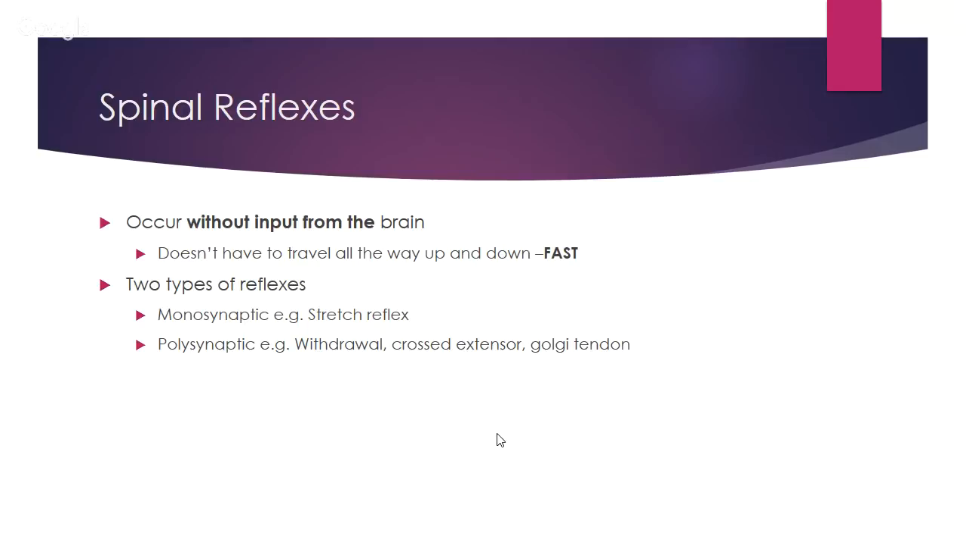All right, spinal reflexes, they occur without input from the brain. We've got two types of reflexes, monosynaptic and polysynaptic reflexes. Not that important to know the difference between them. The only thing is monosynaptic reflexes have one synapse, so they're going to be faster. Polysynaptic reflexes have more than one, so they're a little bit slower.